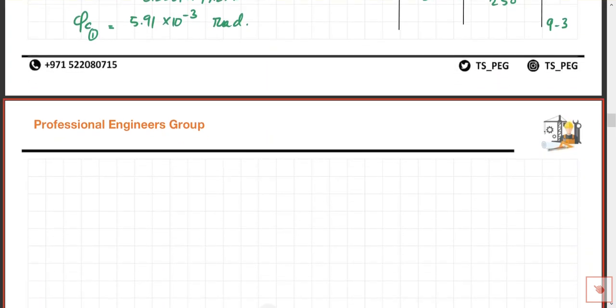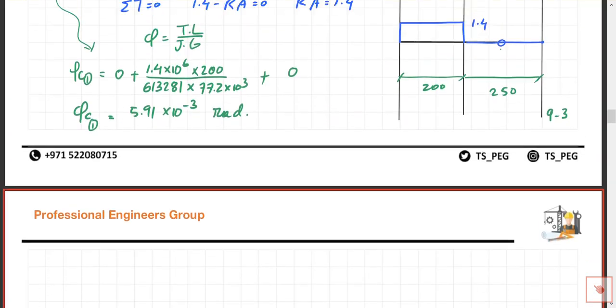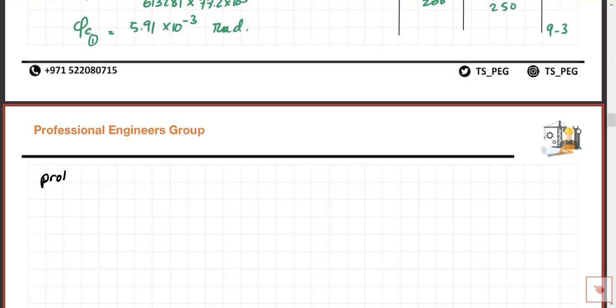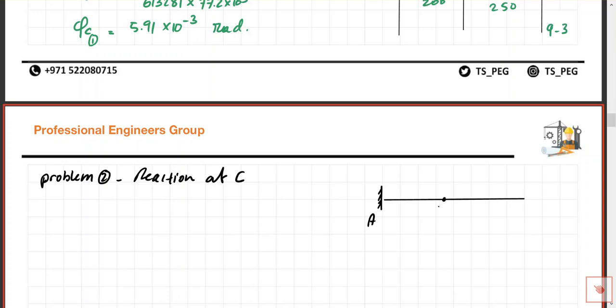طيب هنعيد الحل نشتغل هلا على phi 2 او problem 2. اللي هي الرياكشن at C. نرسم الممبر. عند A fix and B there is nothing now, and at C we have TC. We assume it in this direction. We will solve. If the answer is positive, we will keep the same direction. If the answer is negative, we will change the direction.